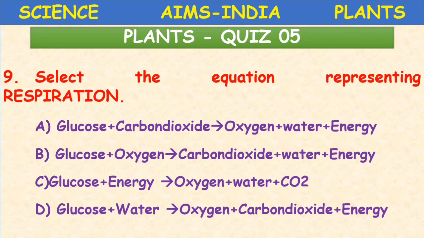Now in respiration, which equation is the correct one? What did we learn, children? Glucose plus oxygen. The energy we got as food is glucose plus oxygen. Again, it results in carbon dioxide, water and energy, which feed the photosynthesis process. Okay, clear? So option B is the correct answer.